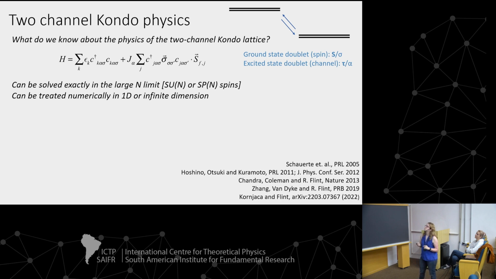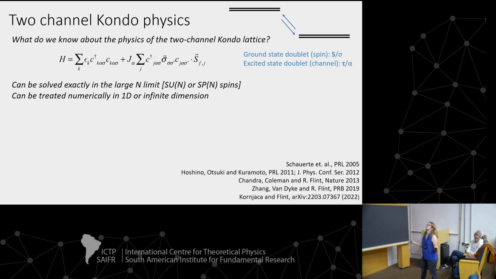Now we're putting our spins on the lattice. So far we've only been talking about an impurity model. And I'm labeling my ground state doublet with a spin label sigma, and my excited state doublet is also a pseudo-spin 1/2. So this is sort of where you get the Kondo physics from virtual valence fluctuations. So this is labeled by alpha, which labels the channels.